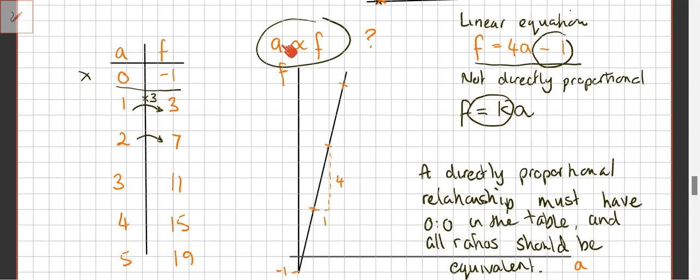So the important thing for you to be aware of is a directly proportional relationship. Here is the notation. The proportional symbol gets replaced with equals K. There is no plus or minus anything in a proportional relationship. And K is called the?